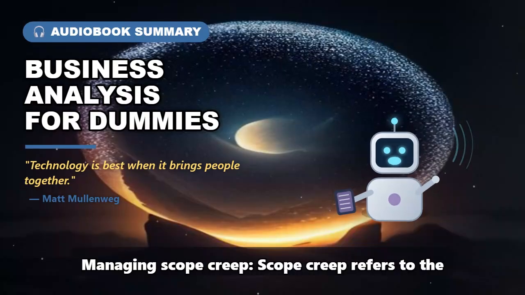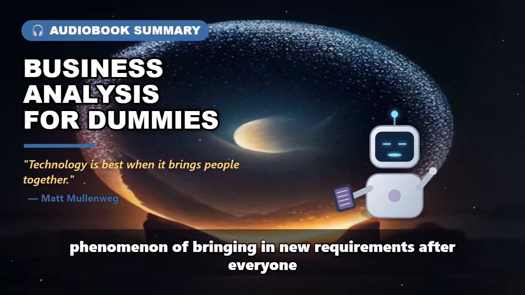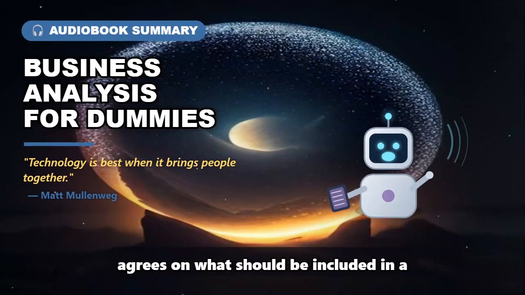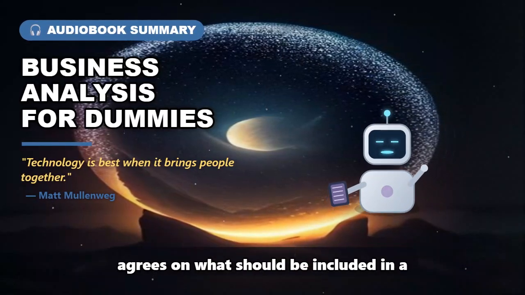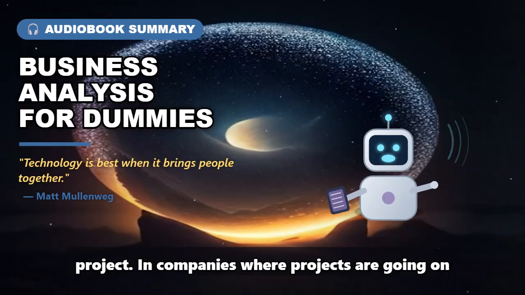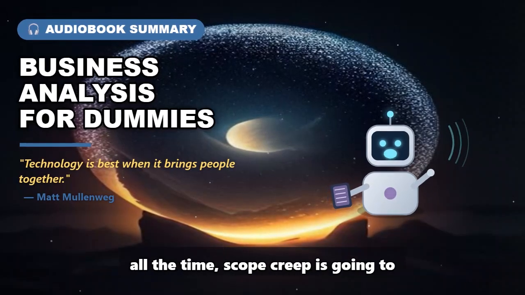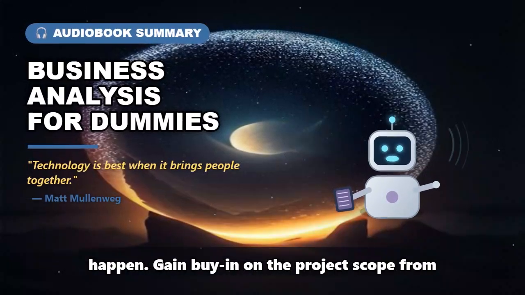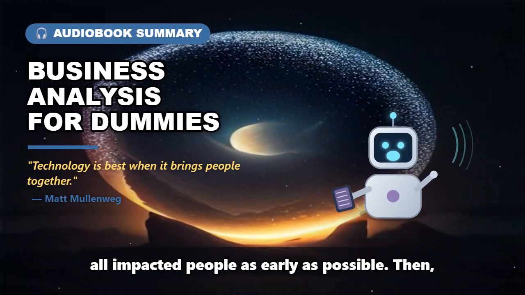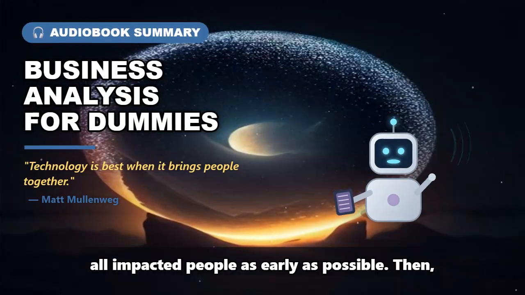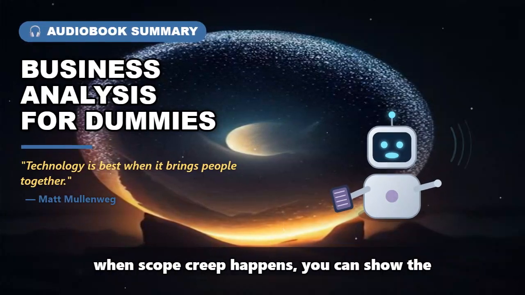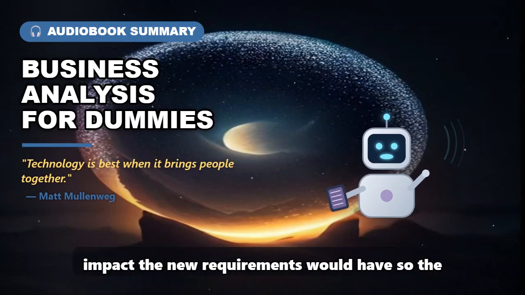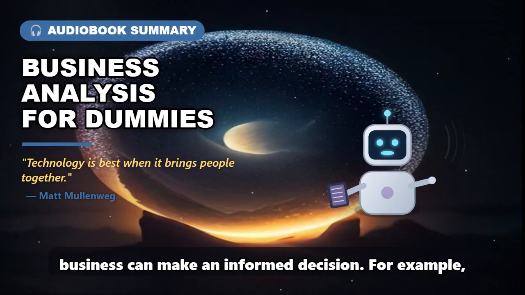Managing scope creep. Scope creep refers to the phenomenon of bringing in new requirements after everyone agrees on what should be included in a project. In companies where projects are going on all the time, scope creep is going to happen. Gain buy-in on the project scope from all impacted people as early as possible. Then, when scope creep happens, you can show the impact the new requirements would have so the business can make an informed decision.